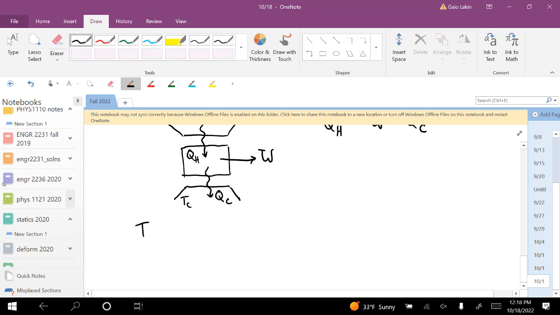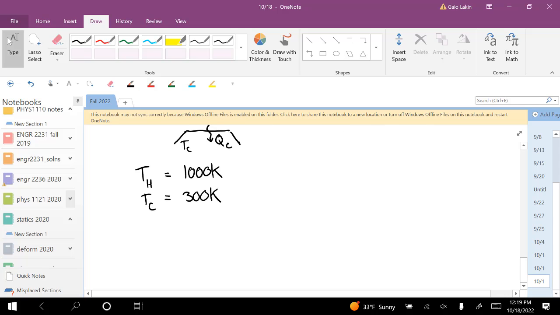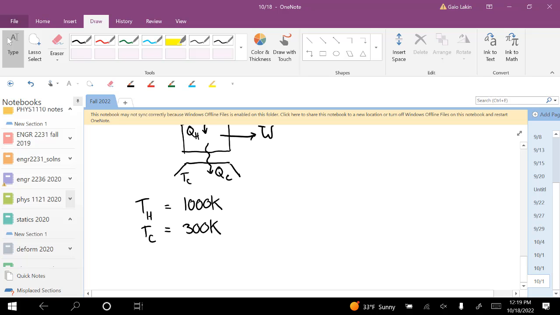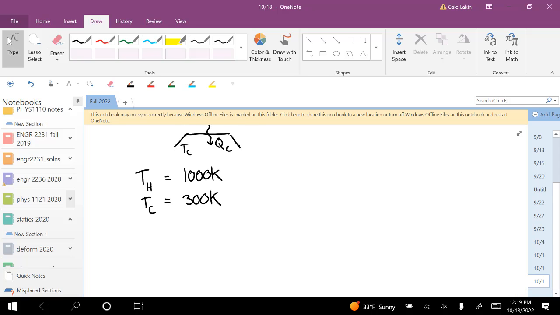We know that TH we're given in the problem is 1000 Kelvin. And TC is given as 300 Kelvin. And then A, B, and C just give you different values of work or heat in or whatever.